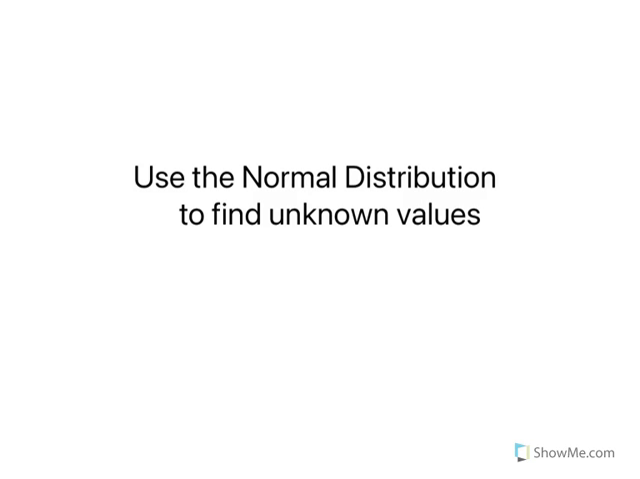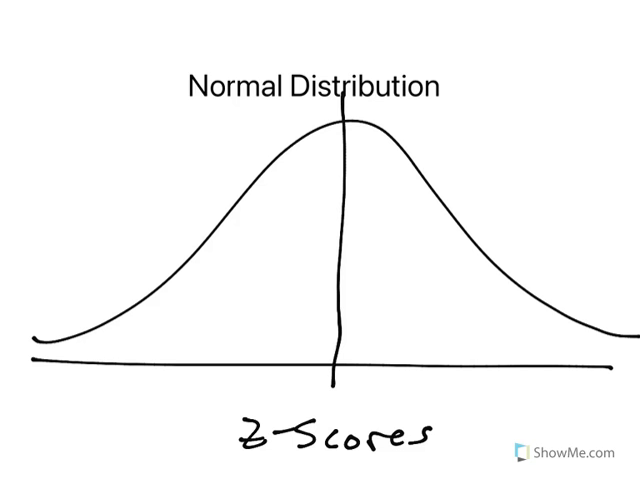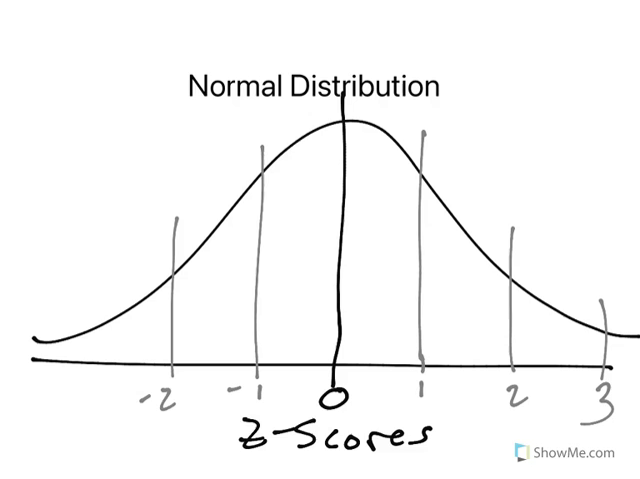Let's use the normal distribution to find unknown values. First, let's revisit the normal distribution. So if we think about the normal distribution where the z-scores are located across the bottom axis here. If we cut this directly in half so the left and right side are symmetrical, that has a z-score of 0. As we move to the right, we have a z-score of 1, 2, 3. Hopefully this looks familiar and that you've dealt with the normal distribution at some point before.